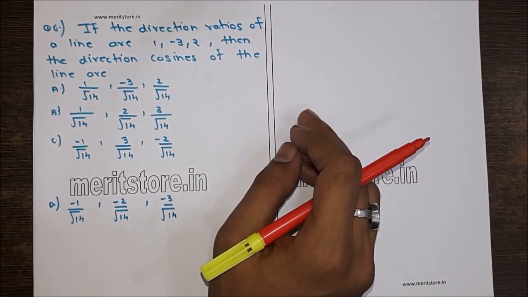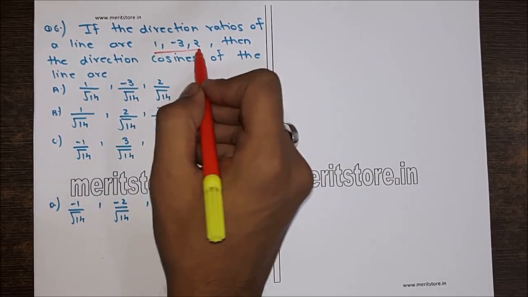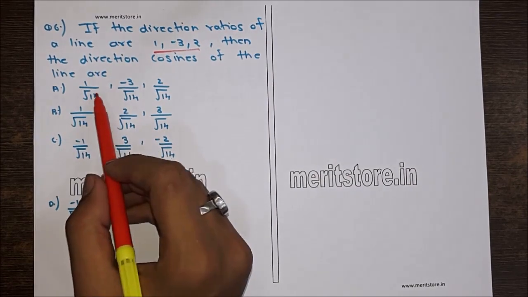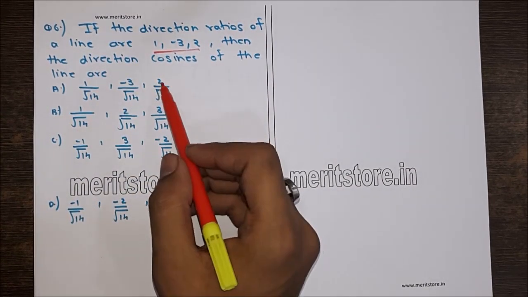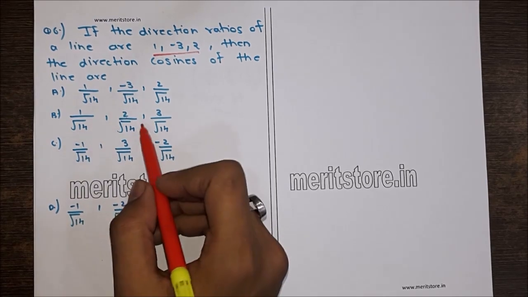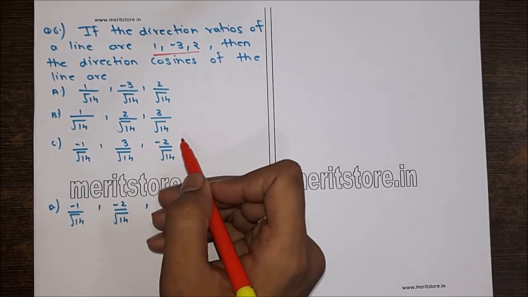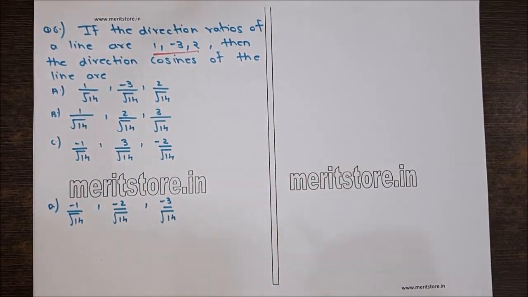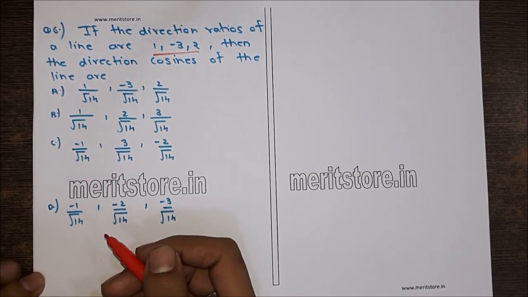If the direction ratios of a line are 1, minus 3 and 2, then the direction cosines of the line are: option A, 1 by root 14, minus 3 by root 14, 2 by root 14. Option B, 1 by root 14, 2 by root 14, 3 by root 14. Option C, minus 1 by root 14, 3 by root 14, minus 2 by root 14. Option D, minus 1 by root 14, minus 2 by root 14, minus 3 by root 14.